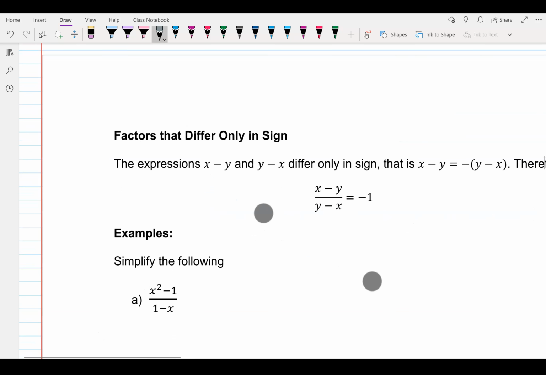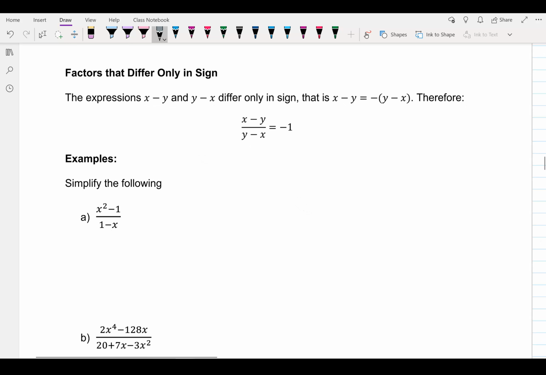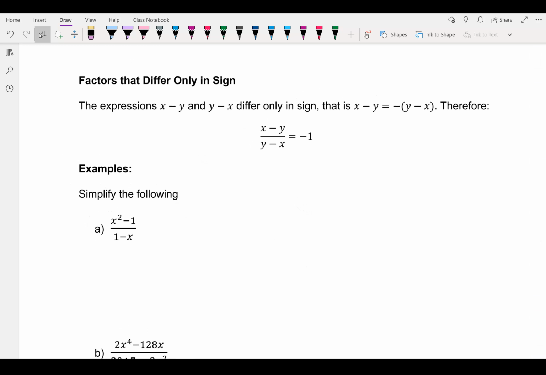Let's see what else we got on the next page. It's talking about factors that differ only in sign. Now, what the heck does that mean? Like, what are they talking about? Well, what it means is if you have something like x minus y and y minus x, notice that they're just kind of like a flip or an opposite of what we start with. That's what we call it differs in sign. It's the same expression, but it's been multiplied by -1. Or in other words, a -1 has been taken outside of it. So if you flip the signs and take a negative outside.